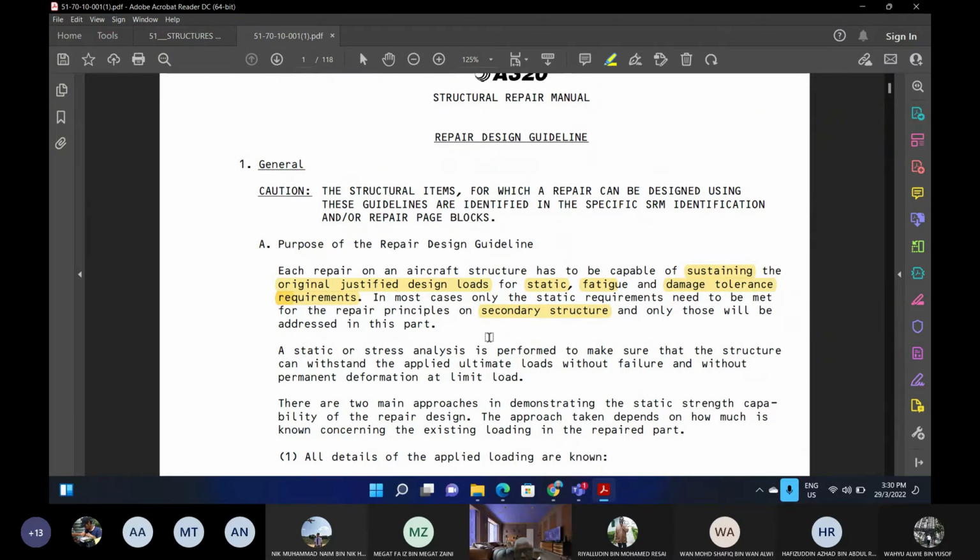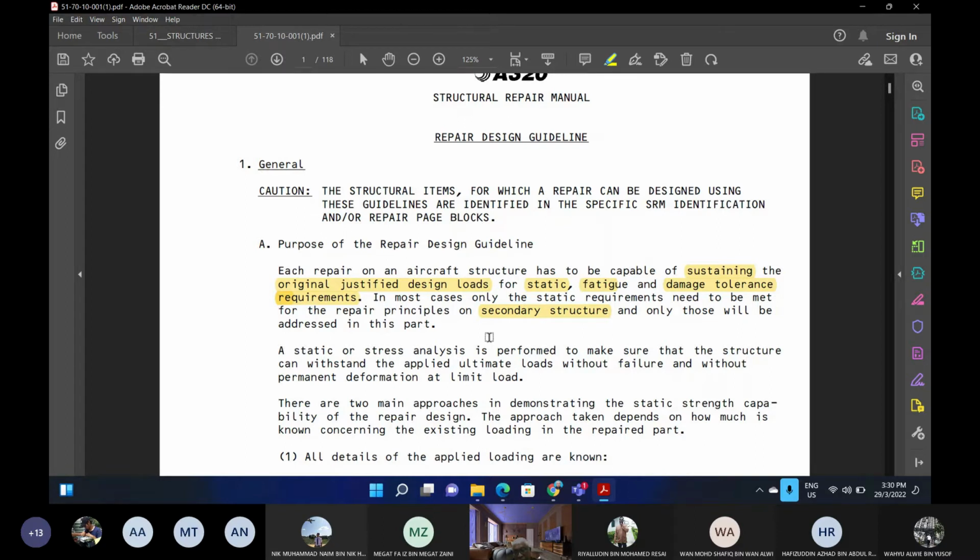So normally, that's why if you work for the airline later on, you use this document to design the repair, and then you send it to Airbus, and Airbus will come back to you. If your design is good, they will say yes, the repair is acceptable, or if not, they will comment on it and say do the repair after you do the amendment as per what they required.